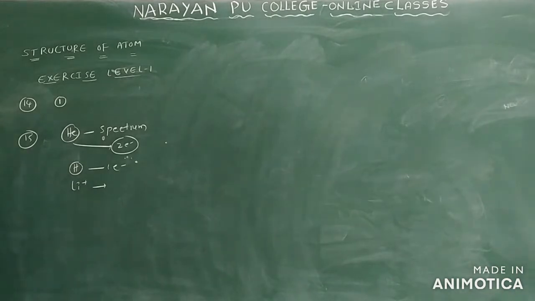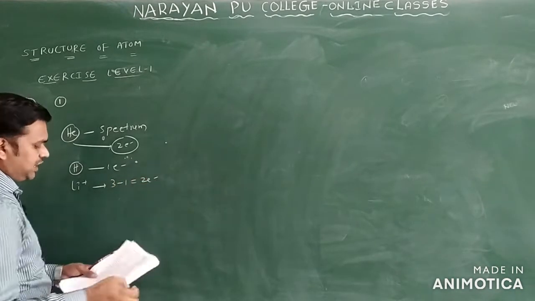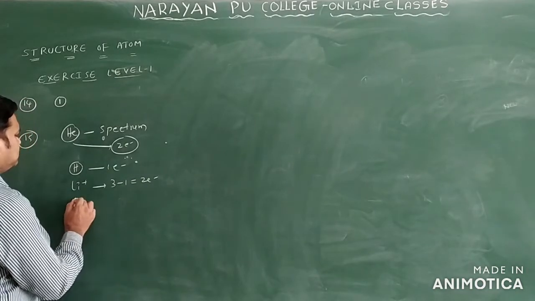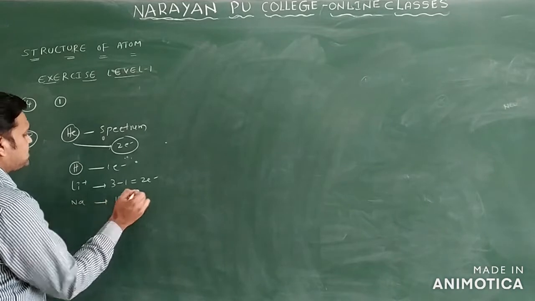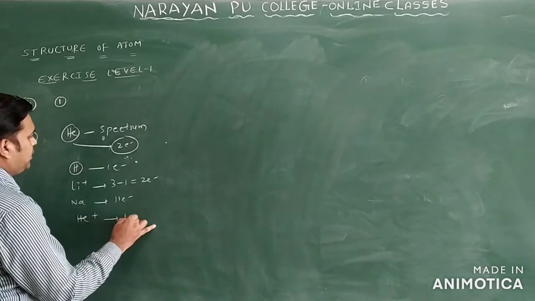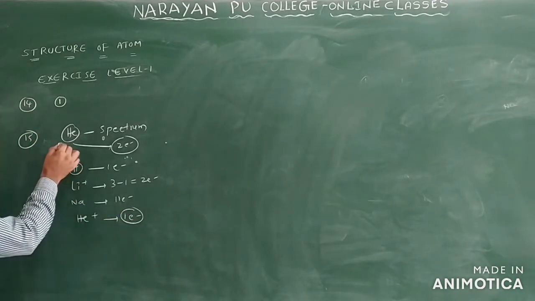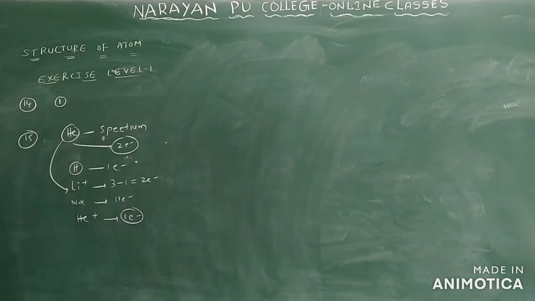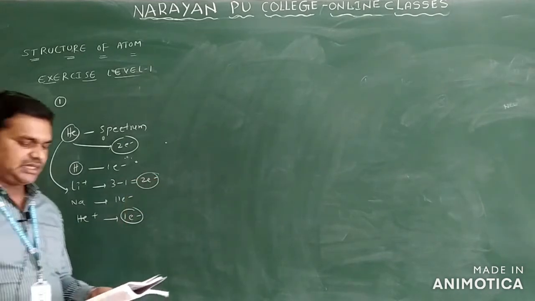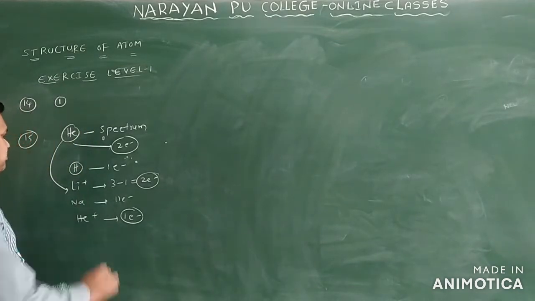The second one is Li plus. Lithium generally has 3 electrons, so 3 minus 1 equals 2 electrons. One more is sodium, which has 11 electrons. And He plus has only 1 electron. So what is the answer for this question? The He spectrum is similar to Li plus only, because both have the same number of electrons. This is question number 15. Li plus is the answer.